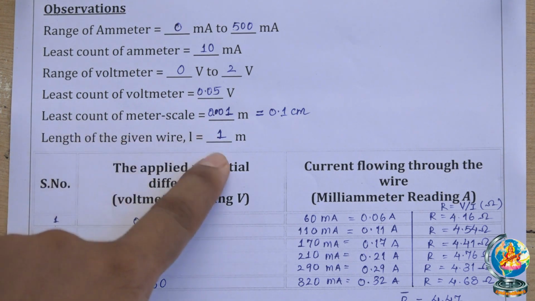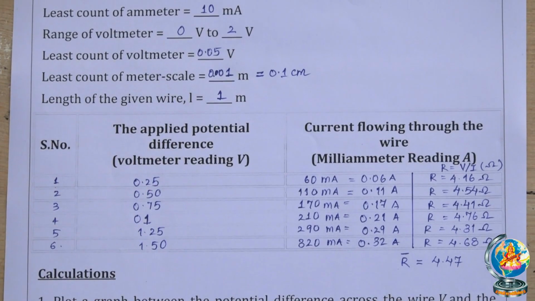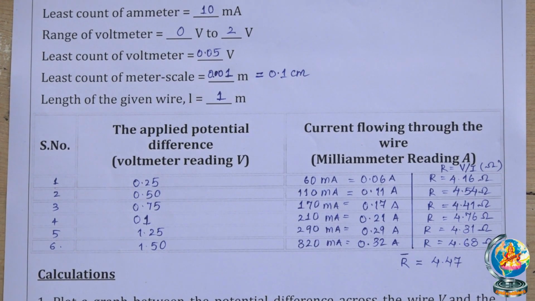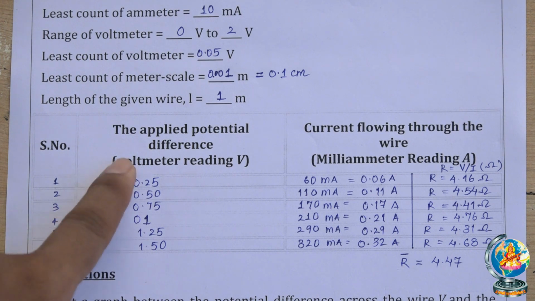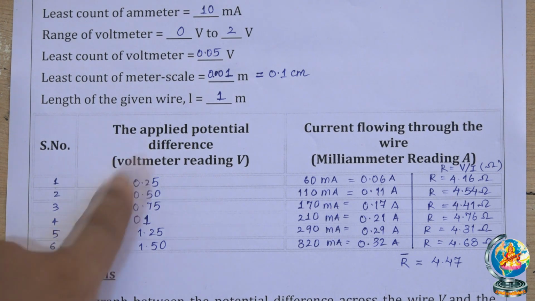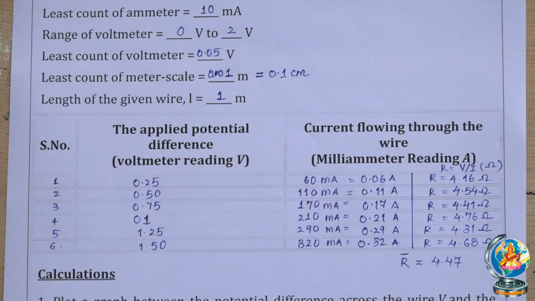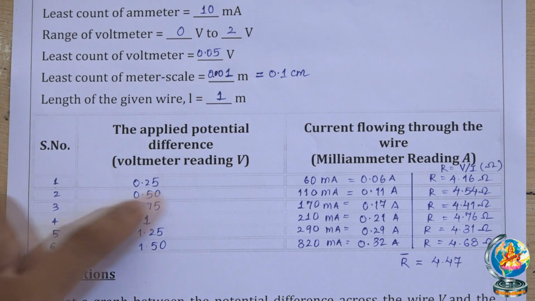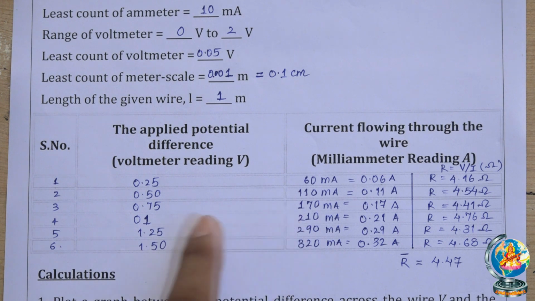Now the length of the given wire is 1 meter. The unknown wire was measured with the help of a thread, and using the meter scale I found that it was 1 meter, that is 100 centimeter. Is this clear? Now what I did, by varying the resistance of the rheostat, I got the reading of voltage, that is 0.25, and similarly I recorded the corresponding reading of current in the milliammeter, and I got 60 milliampere. Clear? Second, 0.50 I got 110, 0.75 170, 1 210, 1.25 290, 1.50 820.